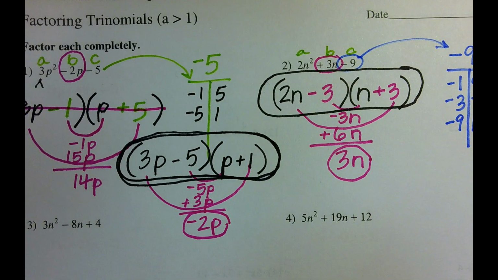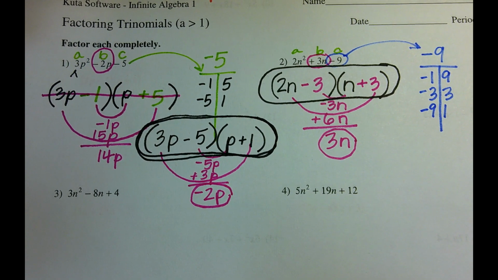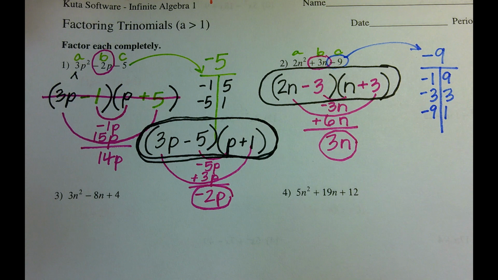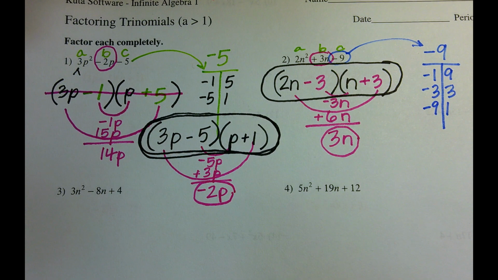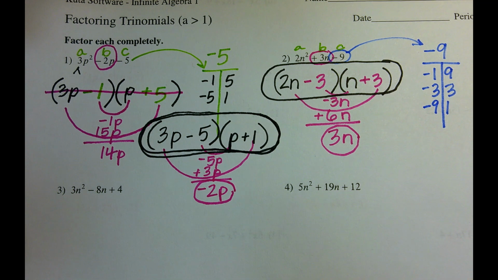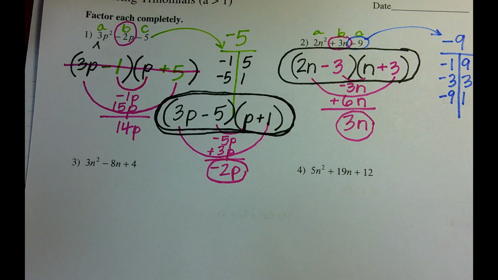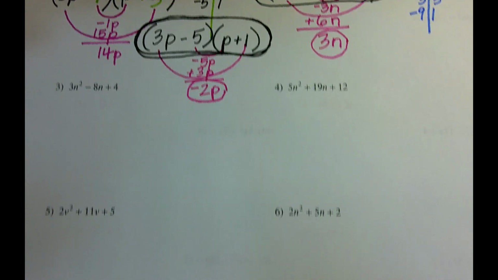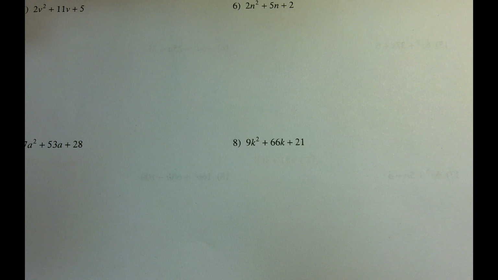Okay. So now we have done 2 problems where A is greater than 1 and there's not a greatest common factor. Do we have any questions about what we've done in these 2 problems? No questions? Okay. Let's look at one where things get a little trickier. I'd like us to jump down to number 8. We've got some larger numbers here.